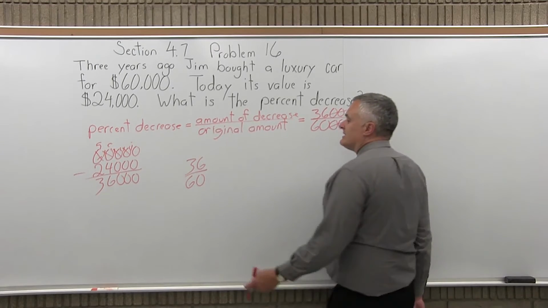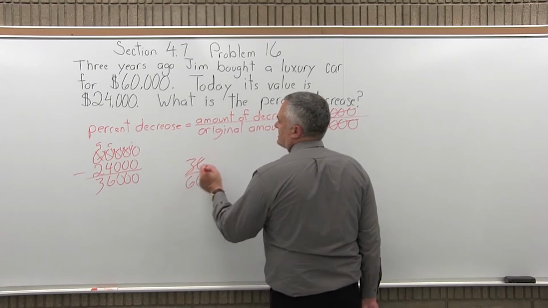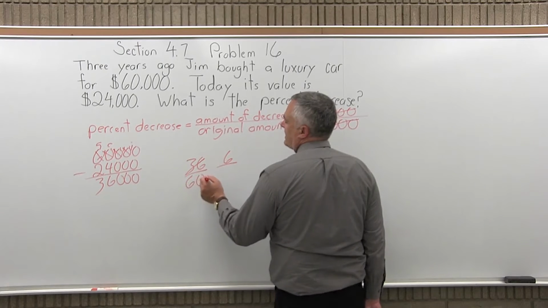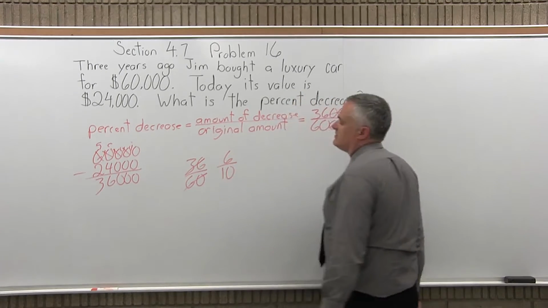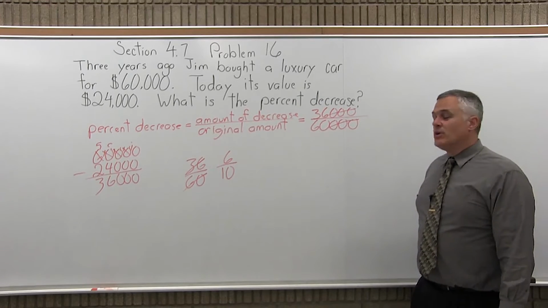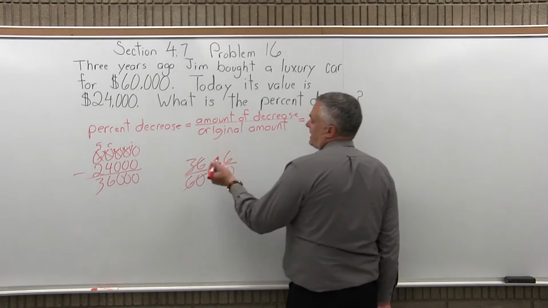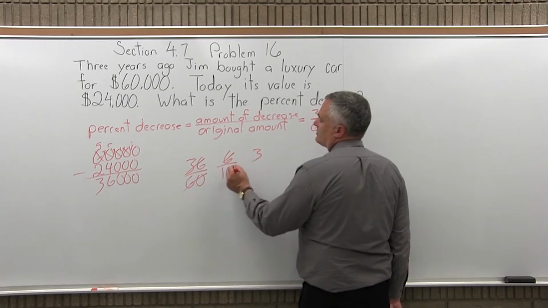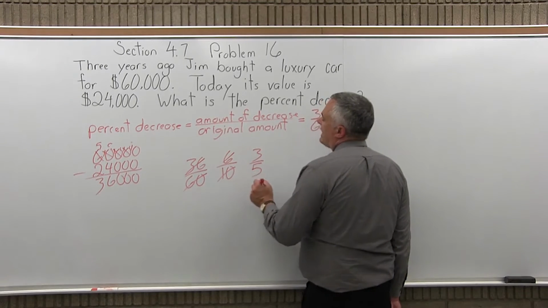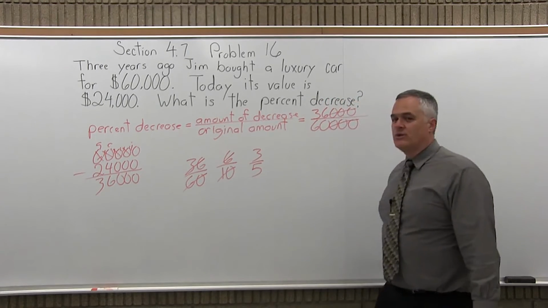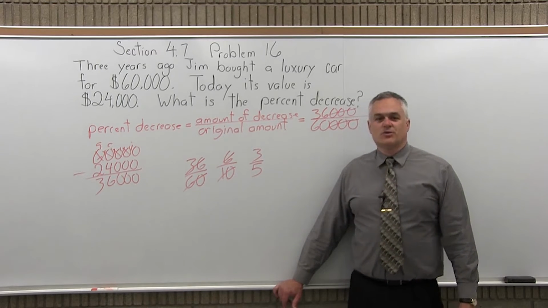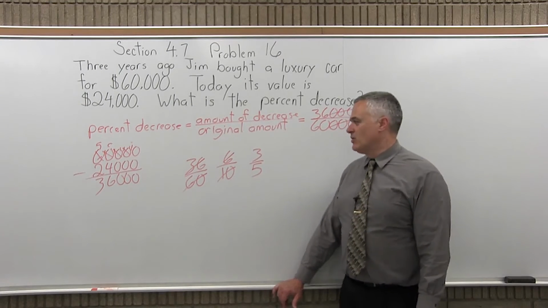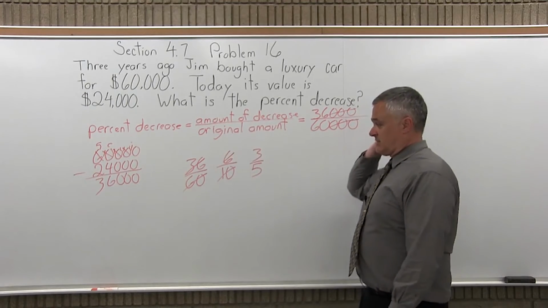Now I can see that 6 will still divide into both evenly. 6 divides into 36 6 times. 6 divides into 60 10 times. They're still both even, so I can reduce at least by cutting each in half. Half of 6 is 3, half of 10 is 5, and that's as far as I can reduce it. So 3/5, but again, I want a decimal and then convert that decimal to a percent. Ultimately, a percent is my goal to have because it says percent decrease.